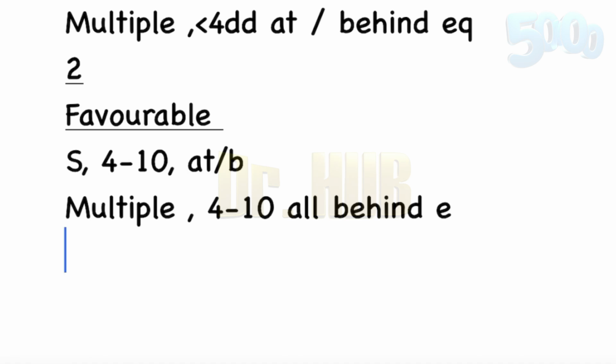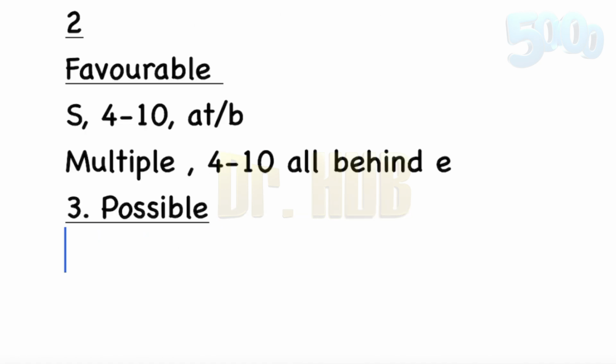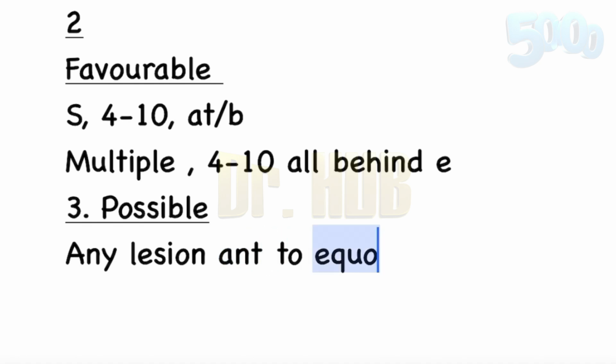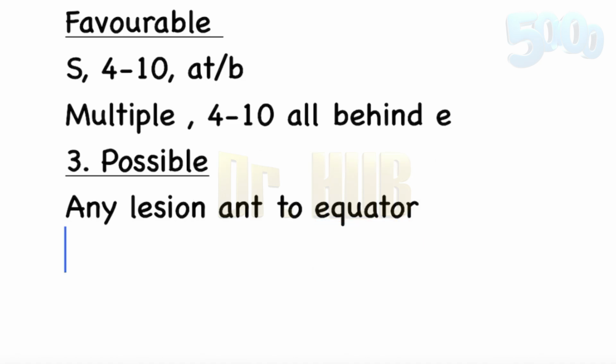Next we look at the third variety. The third variety means it is possible. Possible means that there is any lesion anterior to the equator. It can also be a solitary tumor that is greater than 10 dd and behind the equator.